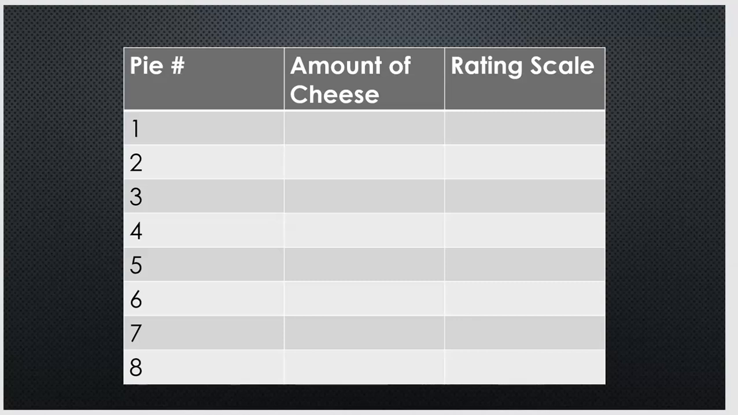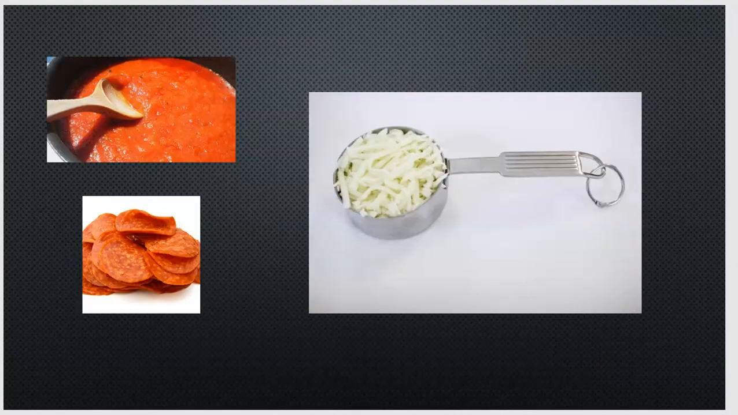So our amount of cheese is what we are deciding to test. Well, that makes it our test variable or our independent variable. Our rating scale, how we rate it, either it's the first or the second or the third best, that's our data, our dependent variable. Okay, our dependent variable is also known as our outcome variable.